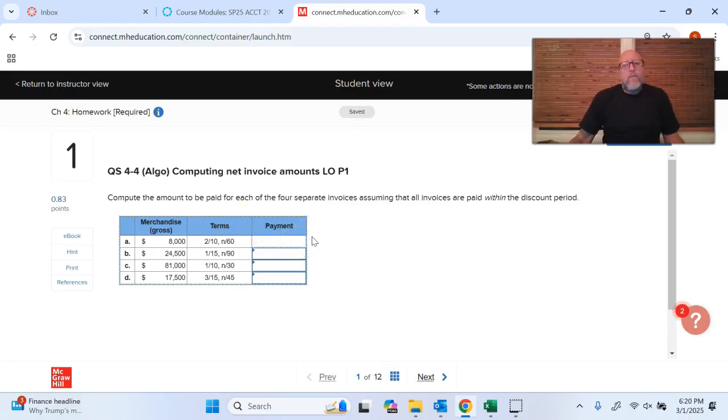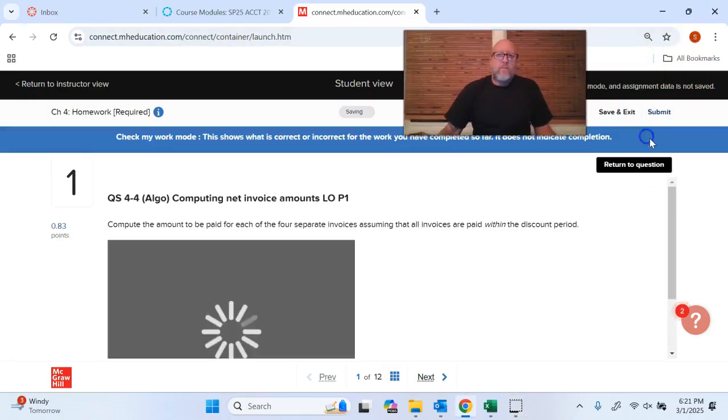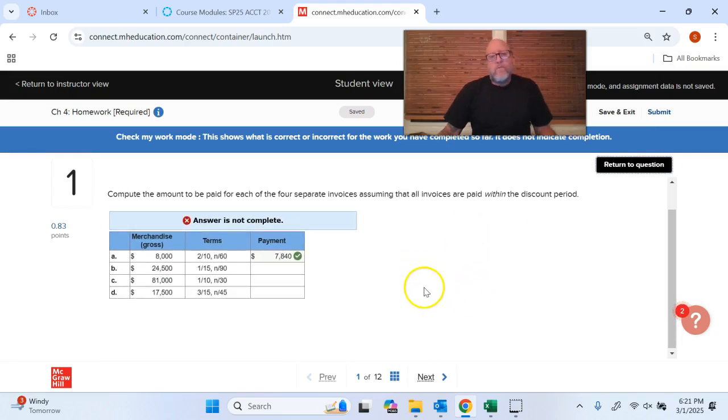So if I'm only going to pay 98% of 8,000, then the invoice price for A would be 7,840. We could check my answer. And we got it right. I'll let you do the rest.